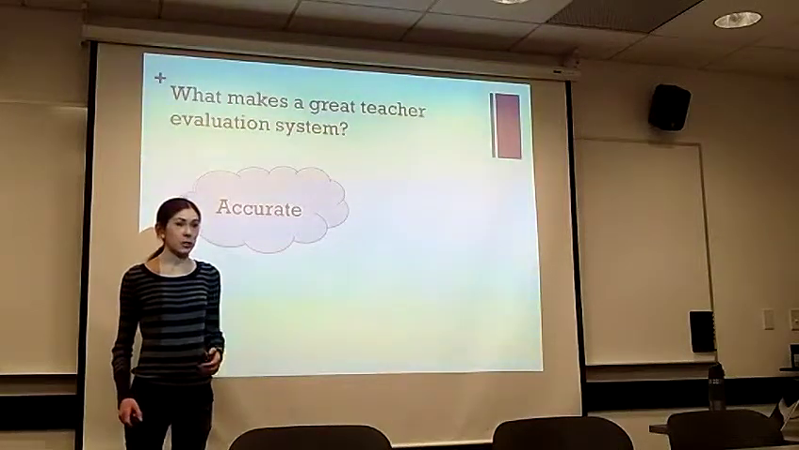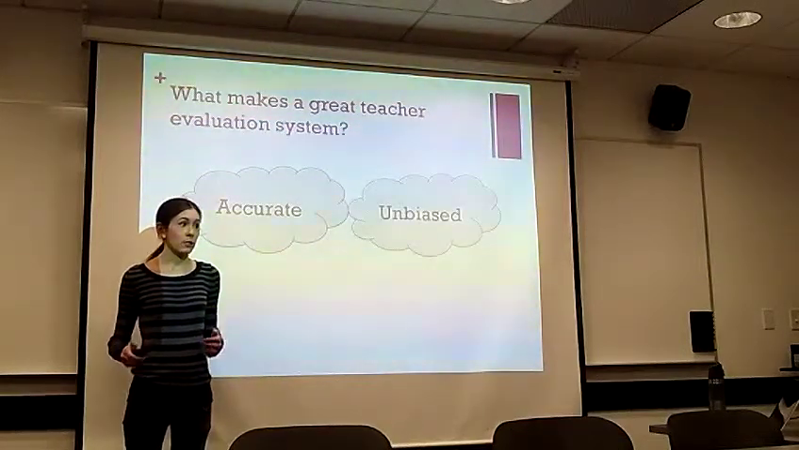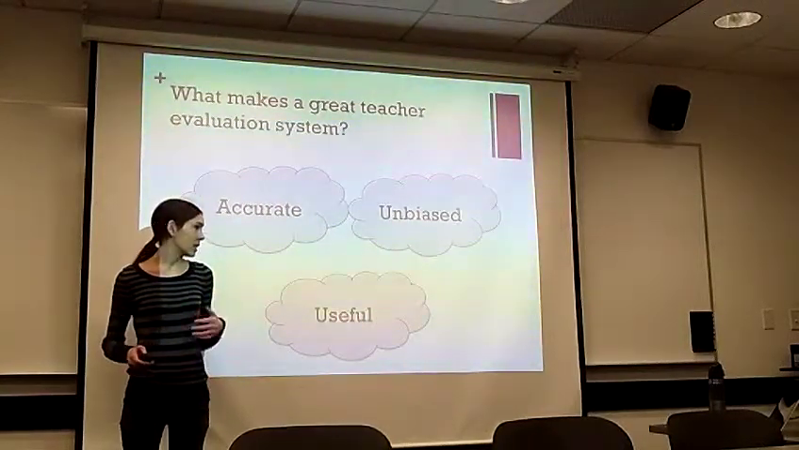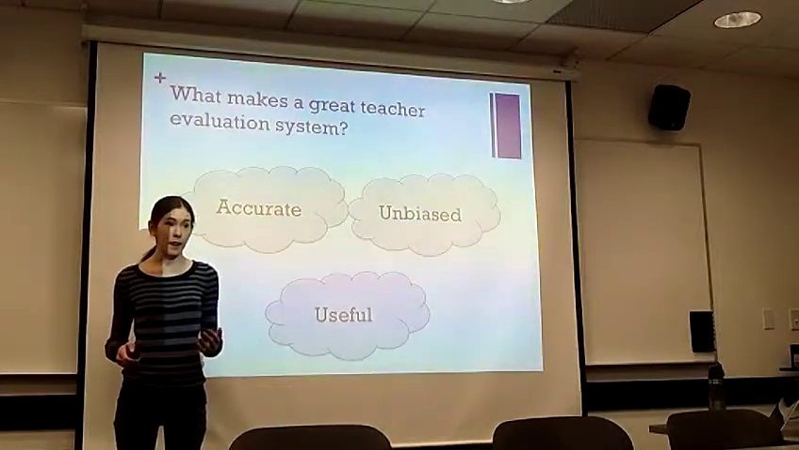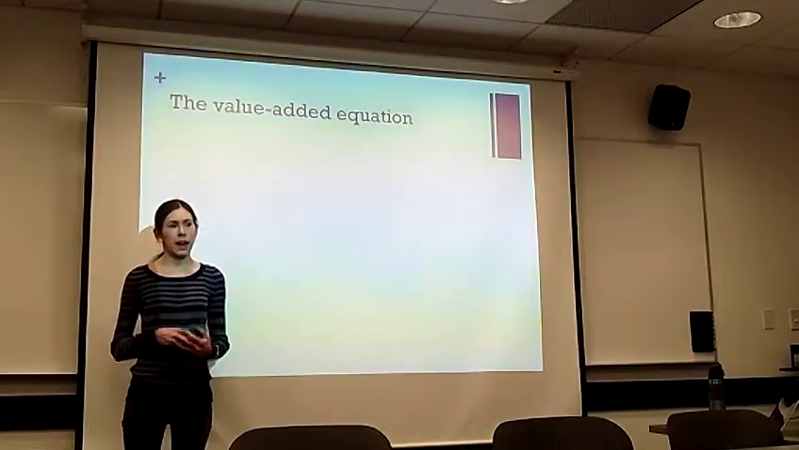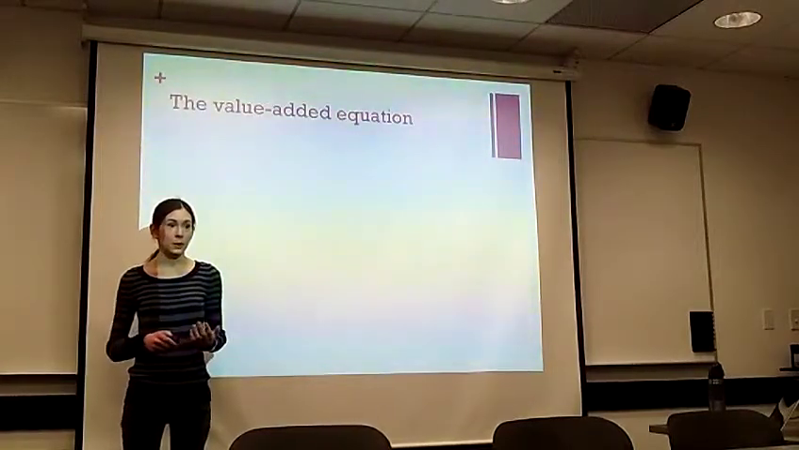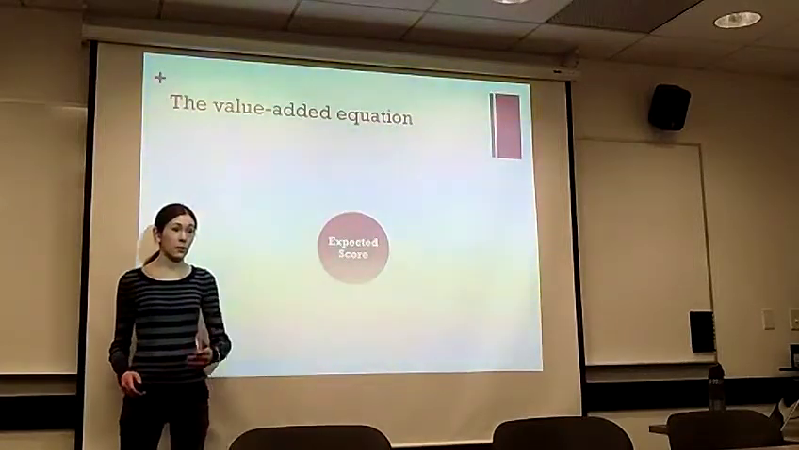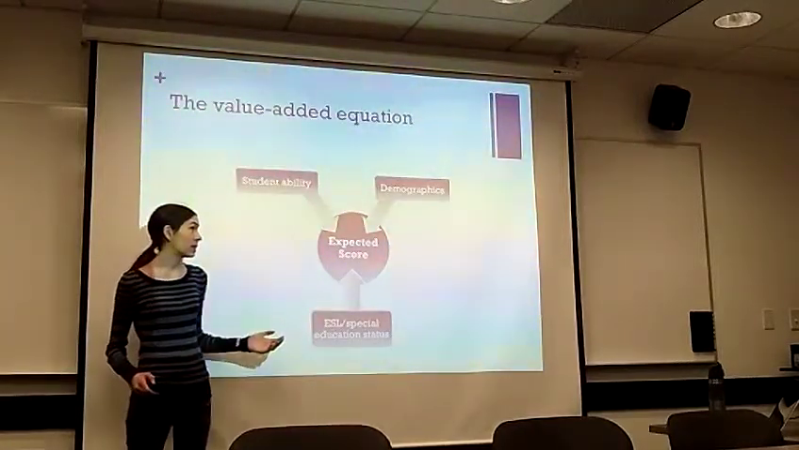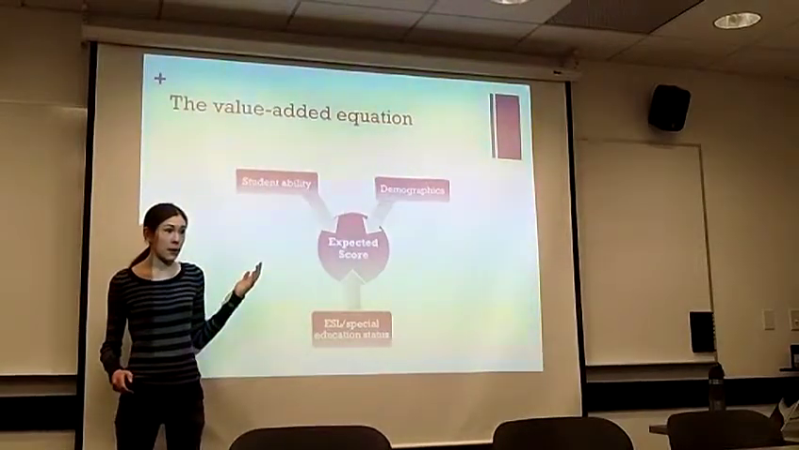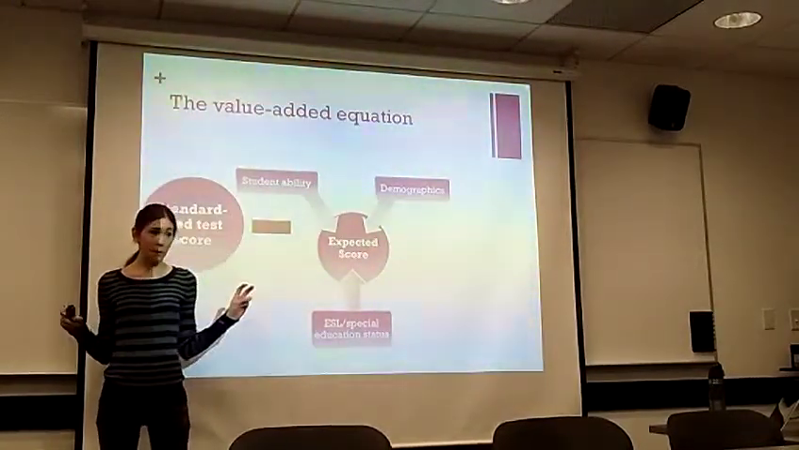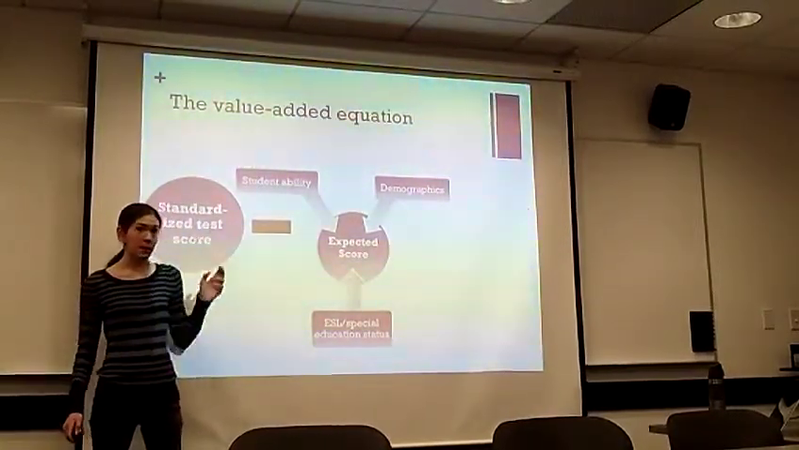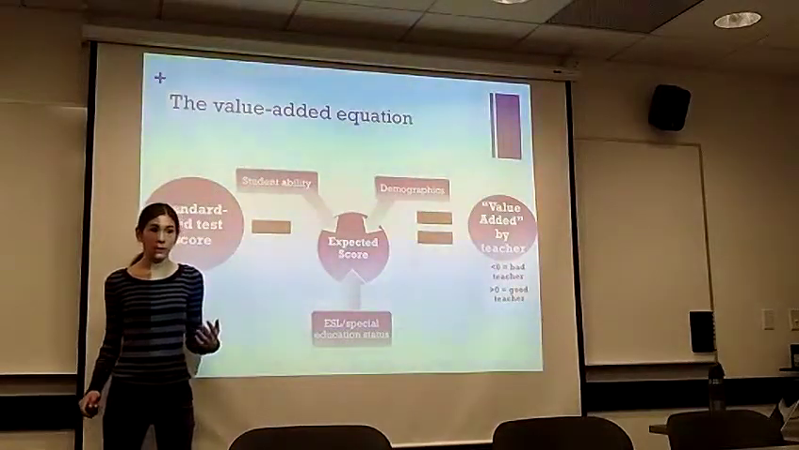It should be accurate, able to tell good teachers from bad. It should be unbiased. A teacher shouldn't be punished because of what students she has. And it should be useful, providing meaningful feedback. So you might be wondering how value-added methods hope to meet these goals. These methods work by generating an expected score for every student based on his or her previous scores. Then they statistically adjust for demographics and classroom environment. To calculate the value added by the teacher, the formula subtracts the expected score from the actual score. The more value added, the better teacher.